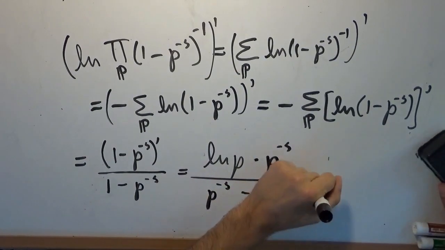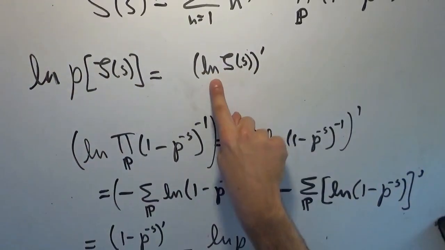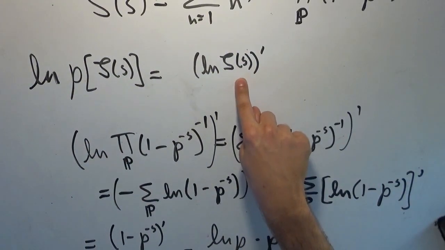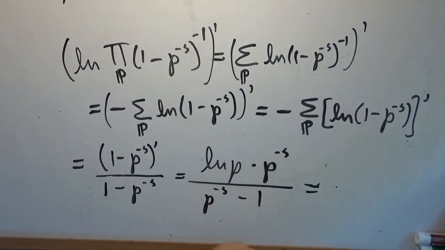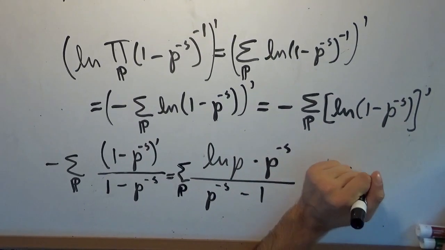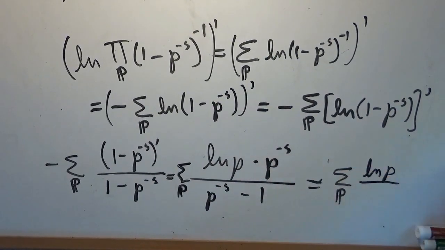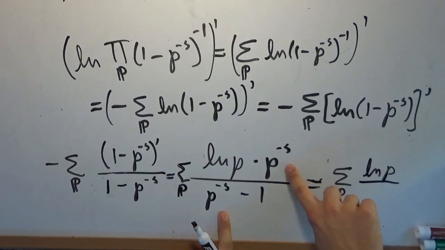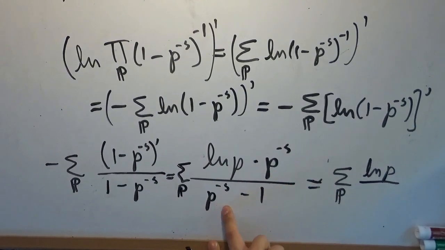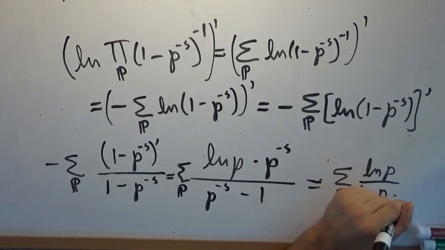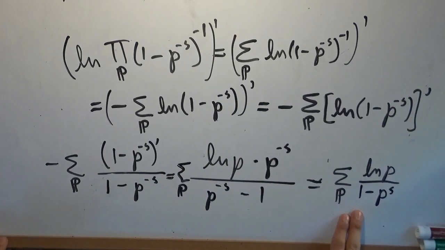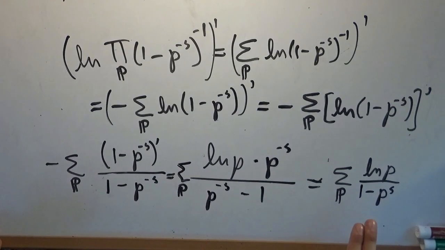So we end up with the derivative of the natural logarithm of the Riemann zeta function is equal to the sum over the primes of the natural logarithm of p, and because I'm going to multiply the top and bottom by p to the s, this is going to go away, this is going to go away, and this is going to become p to the s. We get the sum over primes of log p over 1 minus p to the s. So this is the derivative of the natural logarithm of the Riemann zeta function. For the love of God, what a mouthful.